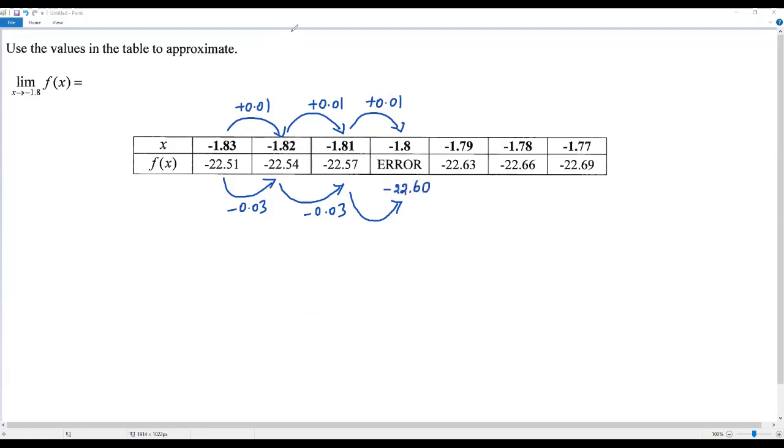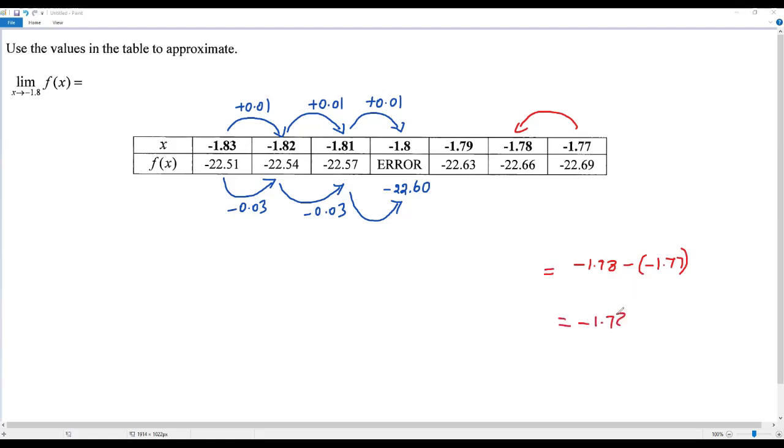Now let me do the same work on the right side of negative 1.8, because the given limit is at negative 1.8. On the right side, let me go to the first value, the extreme value over here, that is x equals negative 1.77. From negative 1.77 to negative 1.78, is the value of x getting increased or decreased? For that, we subtract the first value from the second value. Let me do it, negative 1.78 minus negative 1.77.